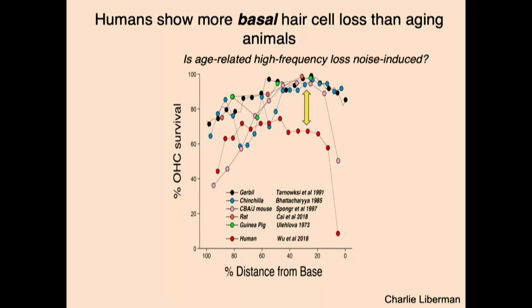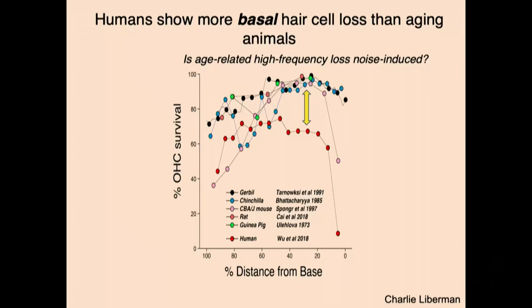If you compare that to humans, there's an interesting difference: humans seem to have considerably more outer hair cell loss at the base of the cochlea. Now, what is it that's different about humans and all these lab animals? Well, the lab animals lead very quiet lives, right? They sit in a boring room in a lab, and are not exposed to all of the noise and rock concerts and stuff that normal humans get exposed to. So you might imagine that this is consistent with the idea that some component of this is related to noise exposure.